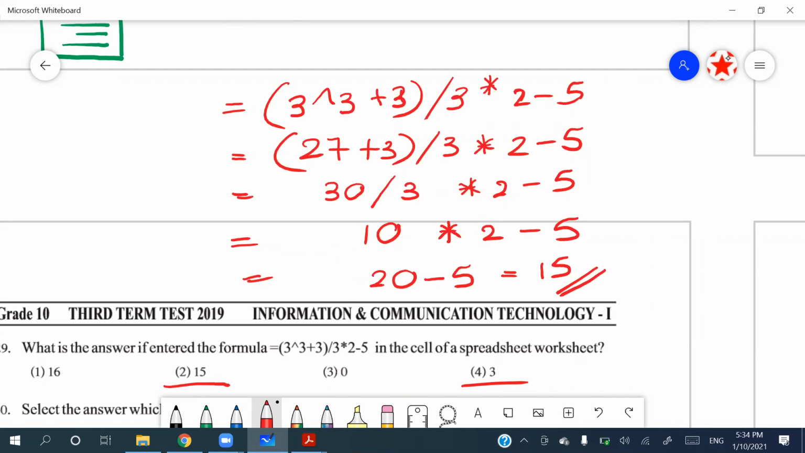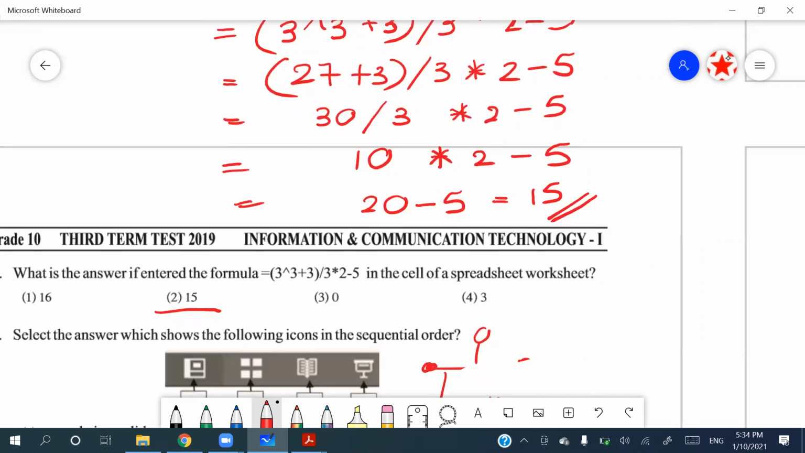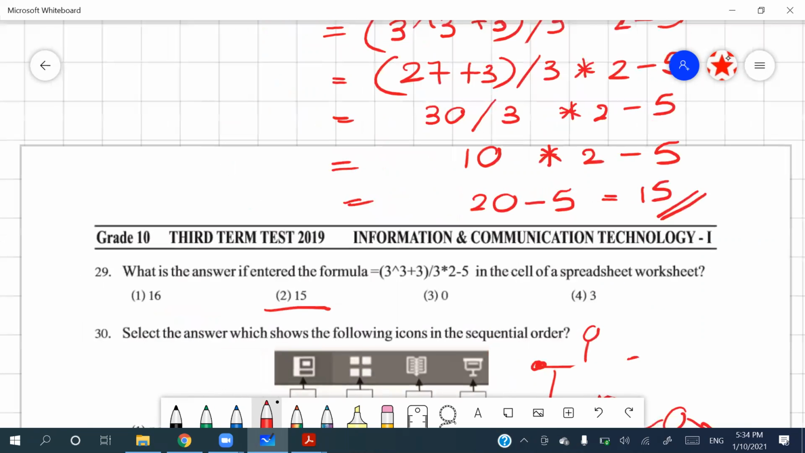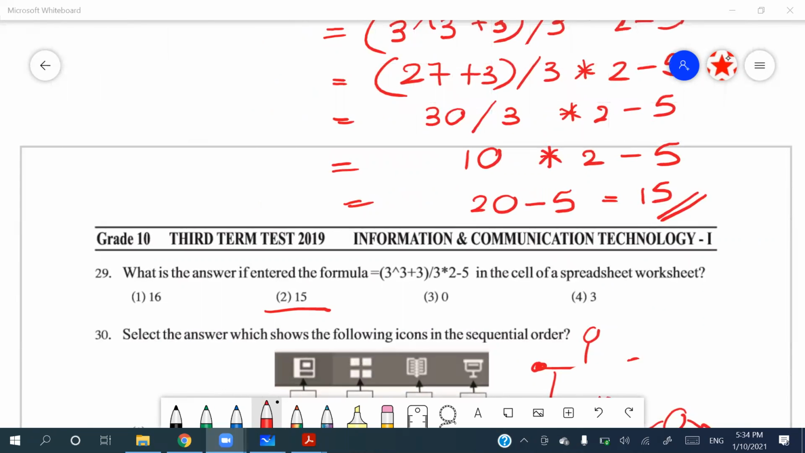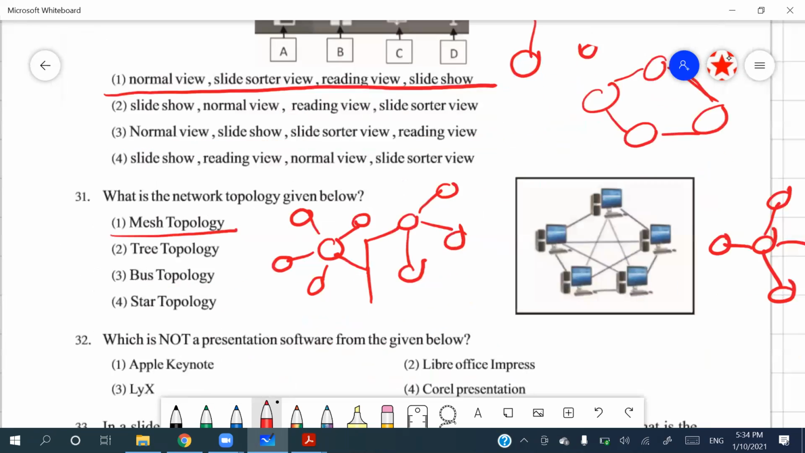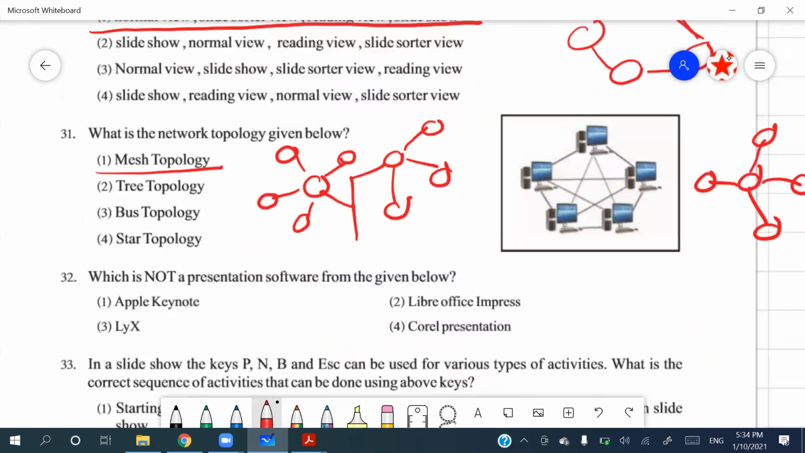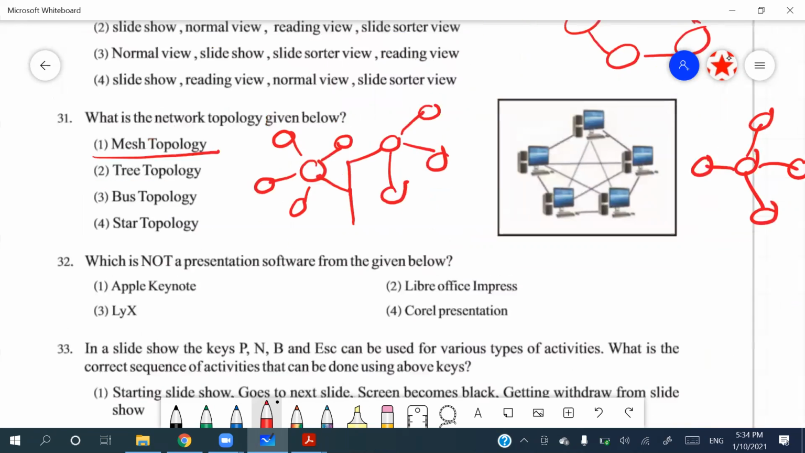Thank you. It was my mistake to say the fourth one is the answer. It is the second one for 29. It's the second one, right? And for 31, it is the mesh topology.